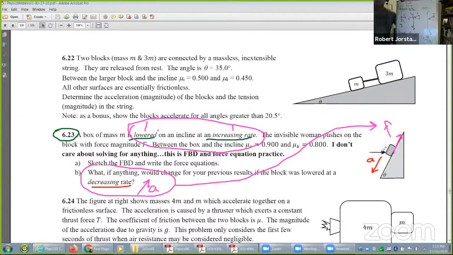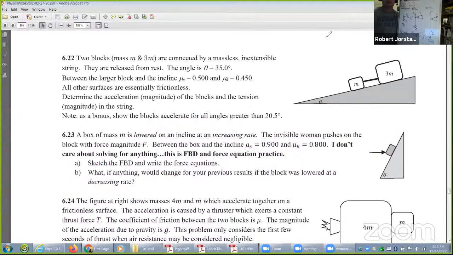The idea is you're moving down the plane. So friction opposes motion, not acceleration. If you're moving down the plane, V would be down, A would be up. Friction opposes the velocity, right? So that's what this one was all about. Now we did that. Let's keep going.